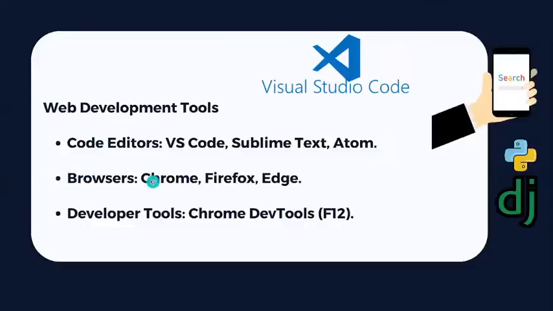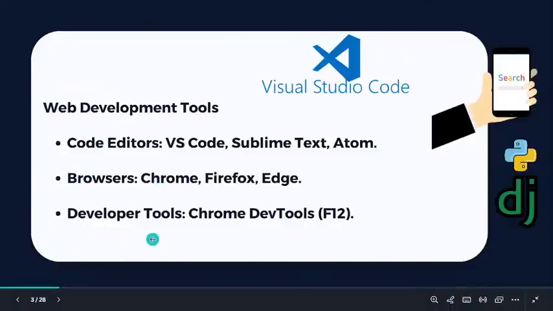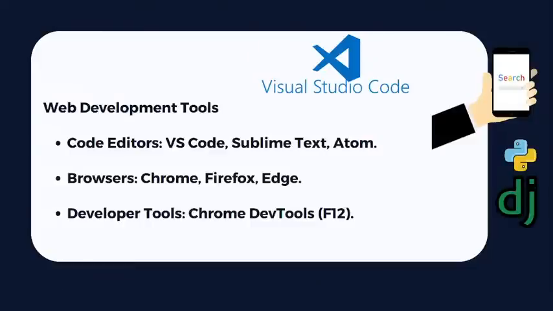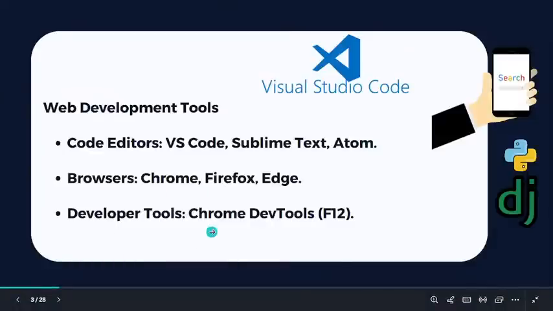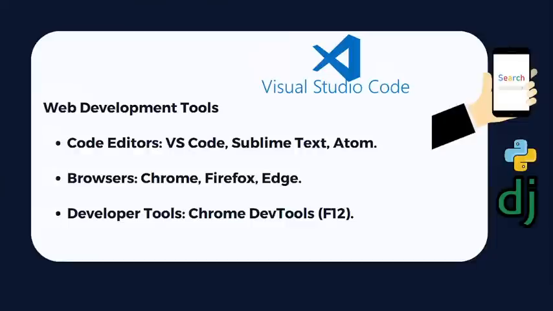Okay, and after that, developer tool. You can go to Chrome and just press F12 or F1 plus F12, and it will open automatically. Otherwise, right click and go to Inspect. Okay, these are the tools we use for web development.